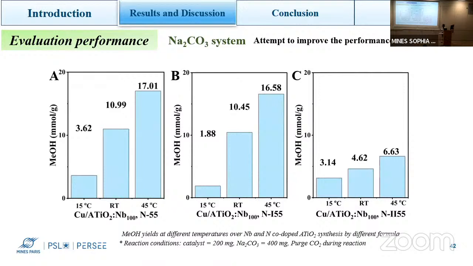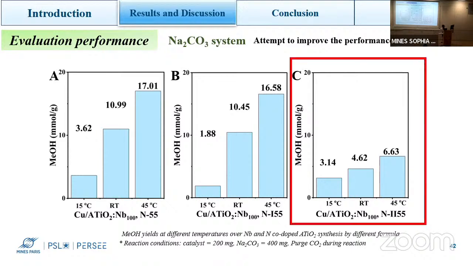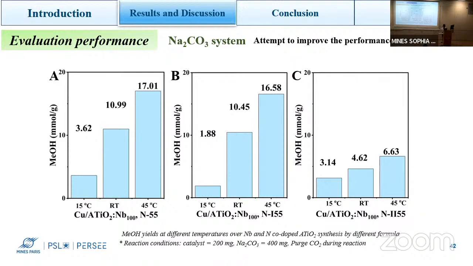Then we applied it to the sodium carbonate system. The first one is mine, which I already used. The second one is the changed solvent. Its basic morphology is close to mine, and the performance is also close to what I obtained before. But the third one we expected a really good result, and at low temperature its performance was really good. Then after we increased the reaction temperature, it didn't change too much. Then at an even higher temperature, it still didn't give a good value.